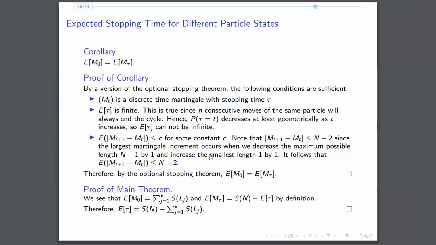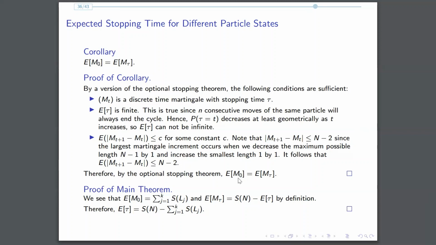Note that we reach our maximum value of the absolute value of Mt plus 1 minus Mt when we decrease the maximum possible length, which is n minus 1, and we increase the smallest possible length, which is 1. Hence, the absolute value of Mt plus 1 minus Mt is less than or equal to n minus 2, and therefore the expected value of the absolute value is also less than or equal to n minus 2. And since n minus 2 is a constant, this condition is satisfied too. Therefore, by this version of the optional stopping theorem, the expected value of M0 is the expected value of M tau.